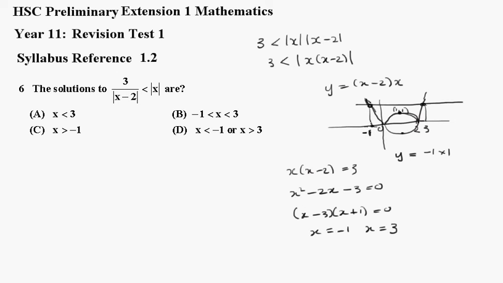Now we're saying that this has got to be greater than 3. So that'll be greater than 3 for all values of x which are bigger than 3 or less than minus 1. So the solution is x is less than minus 1 or x is greater than 3, which of course is D.